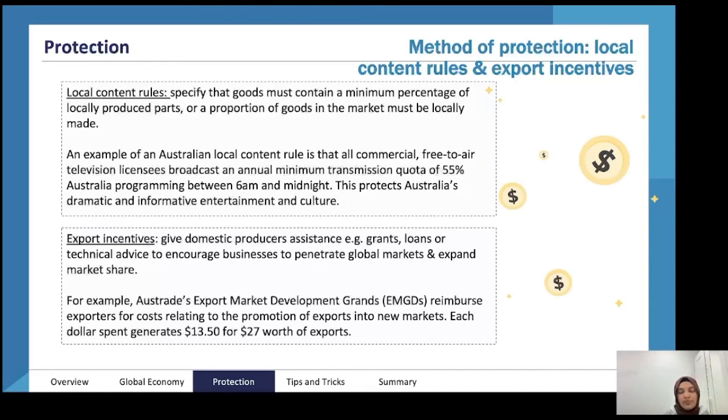So local content rules, they still want to encourage commerce in Australia. They still want to encourage or support domestic businesses, and that's a way to do that, to actually purchase a certain amount of goods from Australia.